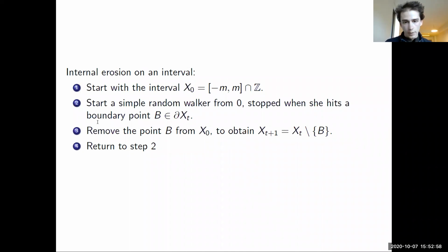So let me abstract that away and talk about what's really going on here with these shrinking traps. The abstracted version is this process that is called internal erosion. So you imagine starting with an interval minus m to m. You start a random walker from 0, and you stop when she hits the boundary of the interval. And then you remove the point where the random walker exited from your interval, and then repeat. So you have this eroding interval. And we want to analyze this. Can I show that these two sides are shrinking at roughly the same rate?